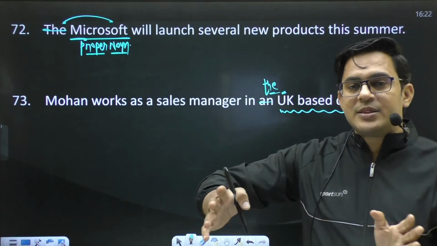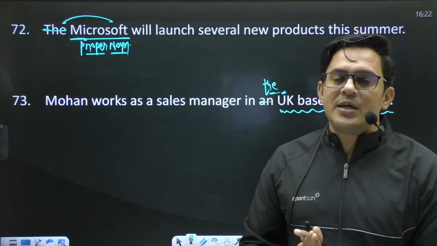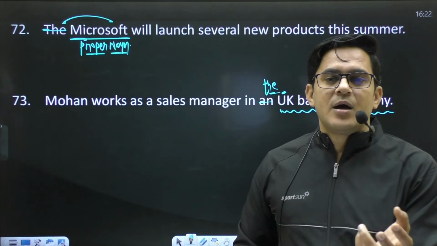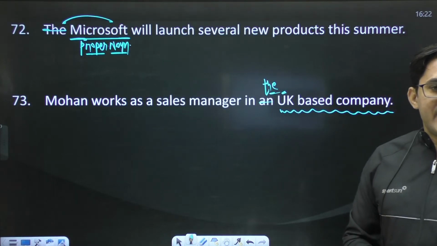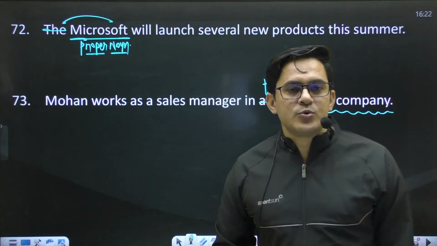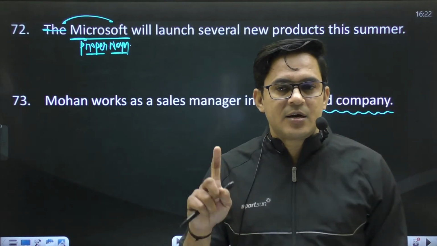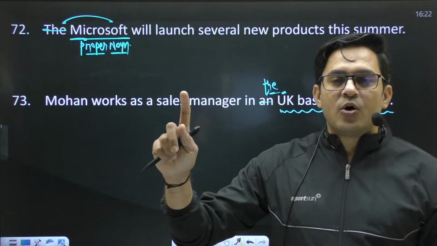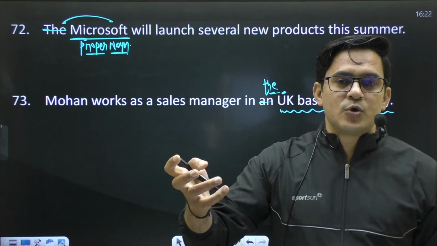Except all these countries, we don't use any article the. We don't use article the before any name of a country, right? Okay, if it was India, then what should we use? If it was India, no matter, I said either countries in plural, I told you some four examples, or a country name is preceded by United, Great, Soviet, Republic.